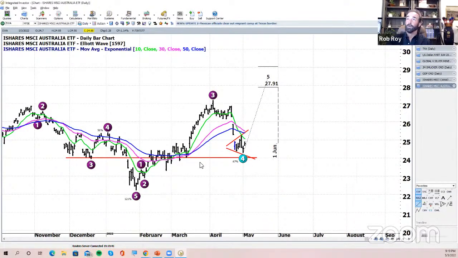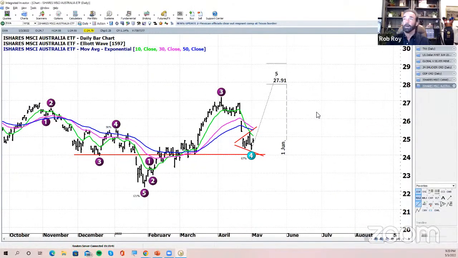And we've got a wave 4 right on top of support there at 24. So if you want to trade the EWA, 24 is your stop. If you want to take a shot at this breaking to the upside and fulfilling this wave 5 impulse pattern higher, then if it breaks below 24, you're out. That would be the move there on trading that.